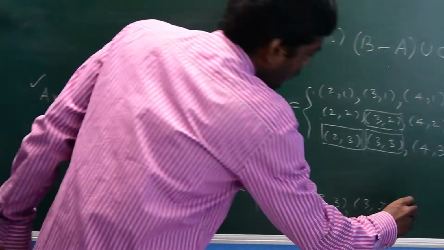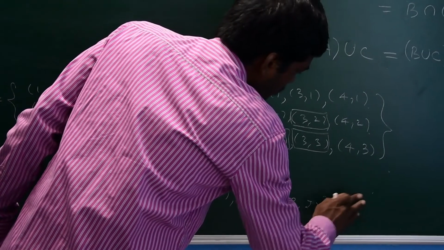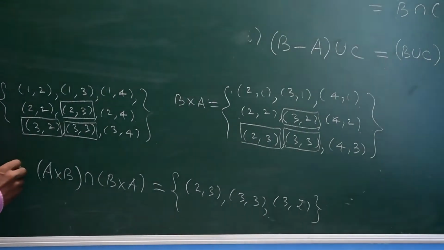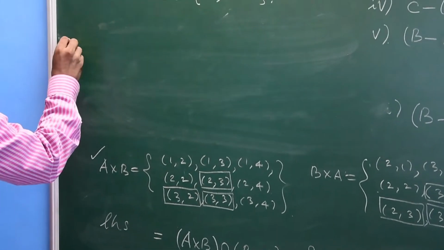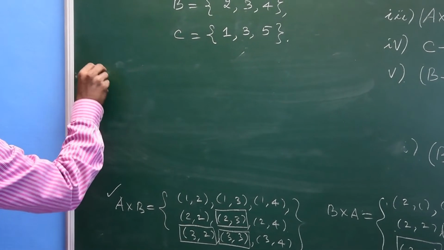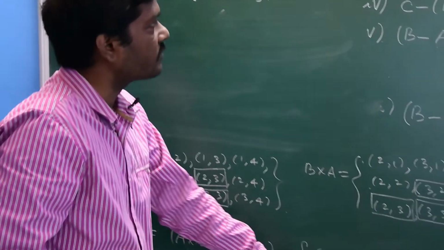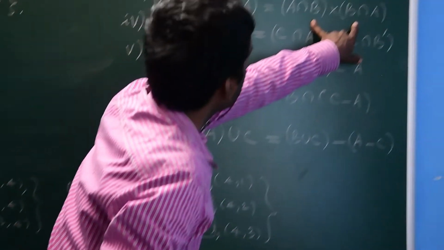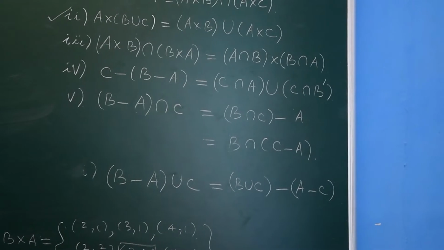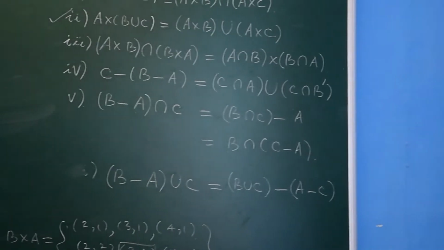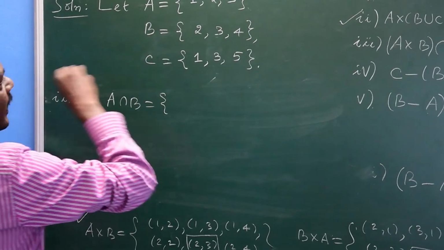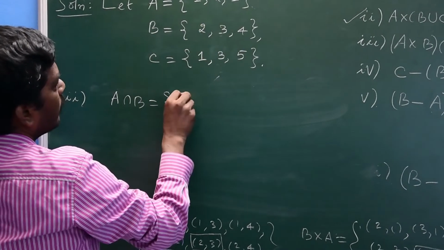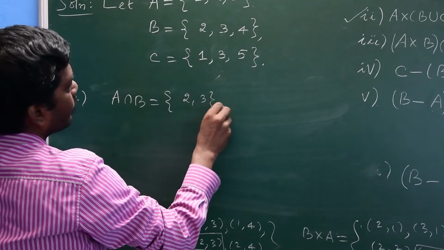So that is one part. This is our LHS of the third result. So we have found the LHS of 3. Now let us find out the RHS of 3. To find the RHS of 3, let us find out A cross B. What is A cross B? When you find A cross B, we have two elements in common, 2, 3.